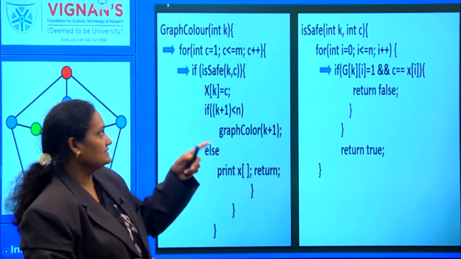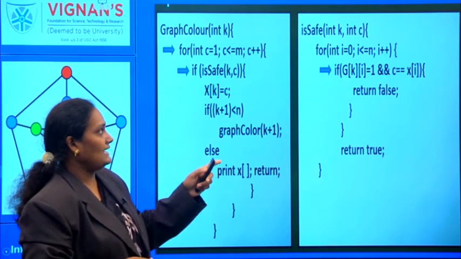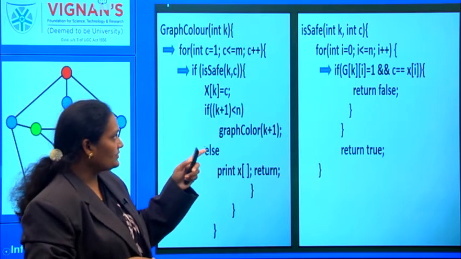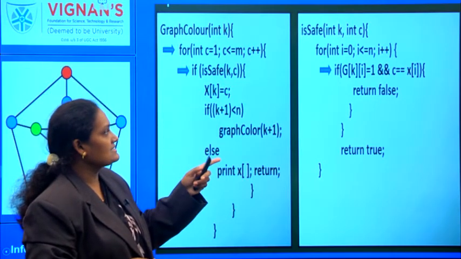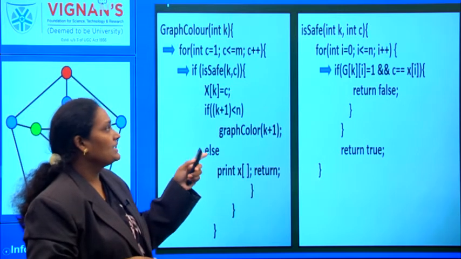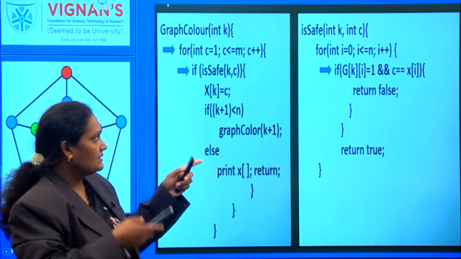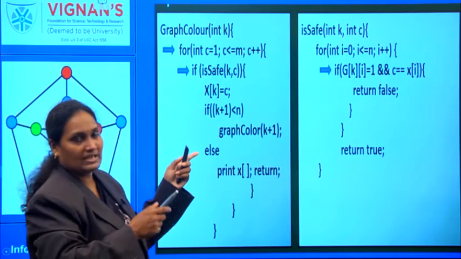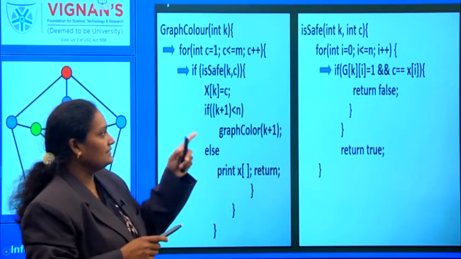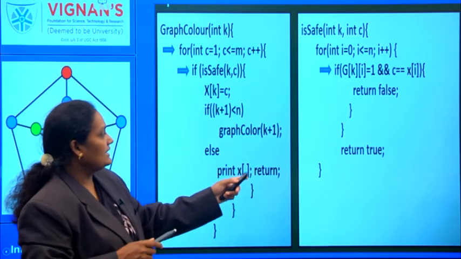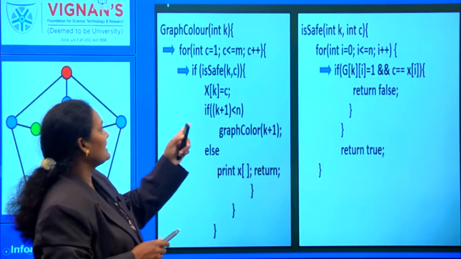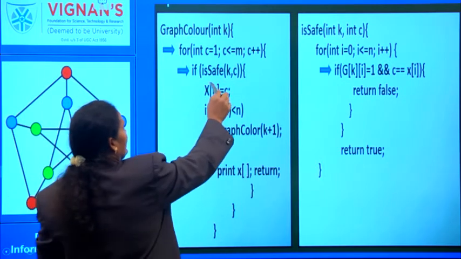Int k, int c. For i equal to 0, i less than or equal to n, i plus plus. If g of k i is equal to 1 and c is equal to x of i, return false. That is, we cannot color the vertices of the graph. In that case, it returns false. Else, it returns true.